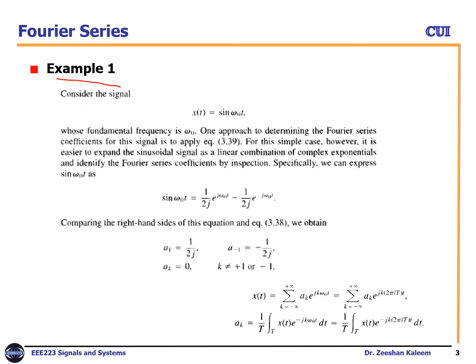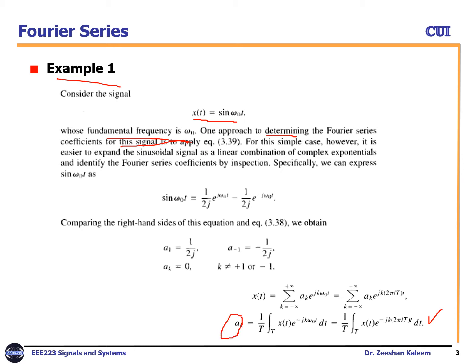Example 1. Let's look at the signal. We have a given x(t) equal to sine omega naught t, and from here you can see that the fundamental frequency is omega naught. So one approach to determine the Fourier series coefficients for this signal is to apply equation 3.39. If we want to find the Fourier series coefficients, then we can follow this approach.